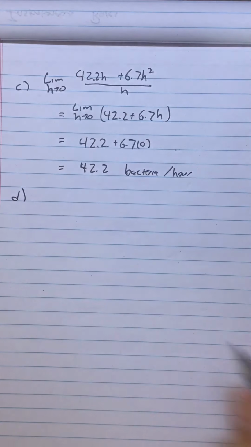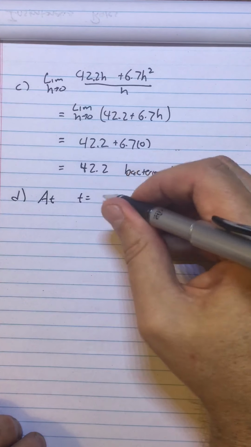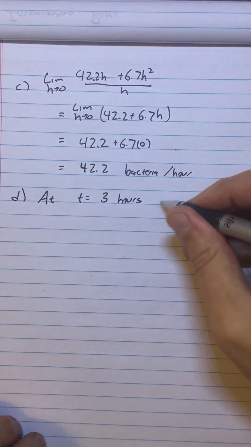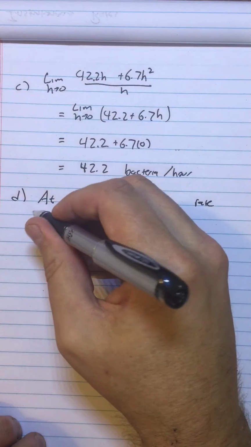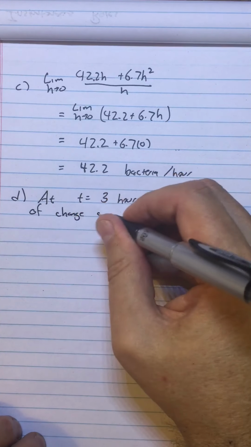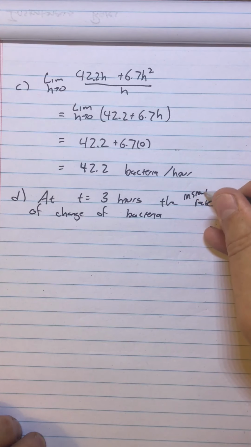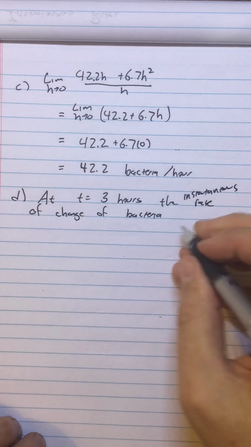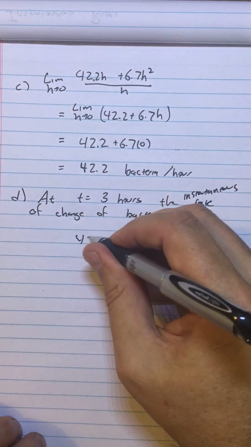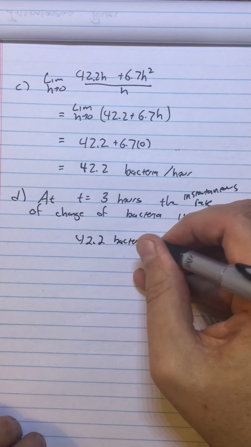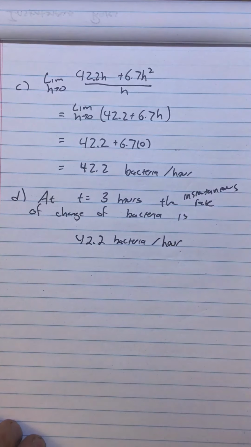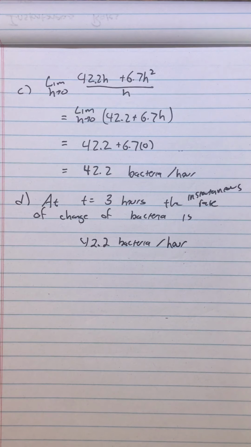Okay, part D, the instantaneous rate of change. At t equals 3 hours, the rate of change of bacteria, I could say instantaneous rate of change, right? The instantaneous rate of change of bacteria is 42.2 bacteria per hour. And that's how you find an instantaneous rate of change using limits. And yeah, I'll say more about that in the final video.